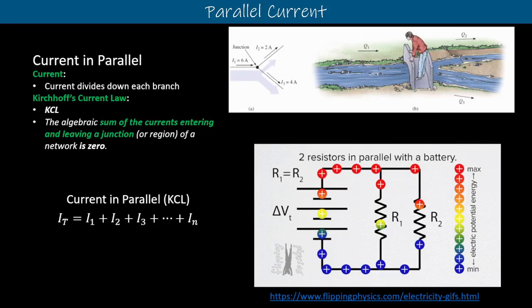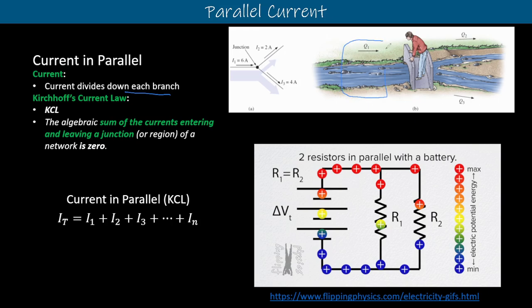Hello and welcome. In this video, we're going to discuss parallel current. Current in parallel divides down each branch that we provide. So if we have multiple resistors that are all in parallel, each one of those resistors gets a dedicated current. And we can visualize this with our river analogy here.